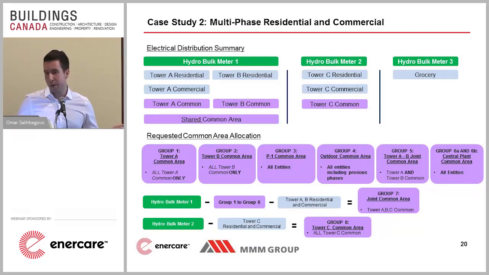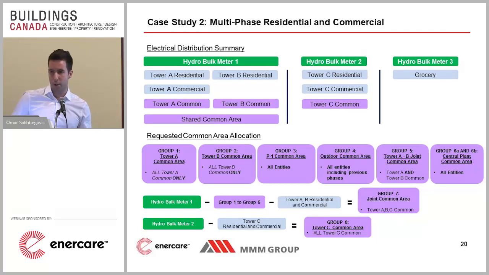And you have that large grocery space that has their own hydro bulk meter as well. So not so bad here either. Then you have the monster shared common areas, that all falls under that hydro bulk meter 1. So this guy's a pretty big issue for this project. Okay, how do we allocate the price of this utility bill up here?